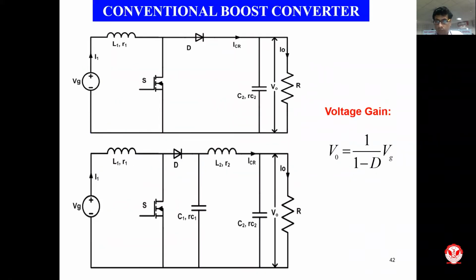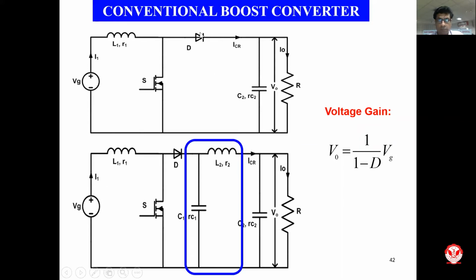So this is a conventional DC-DC converter which you are quite familiar with, and the gain is 1 by 1 minus D, where D is your duty ratio, V naught is the output voltage, Vg is the source voltage. The second figure shows again a conventional DC boost converter, but here I have added a capacitor and an inductor with the aim of improving the steady state performance of the converter. There is a diode placed which gets switched on and off at regular intervals.